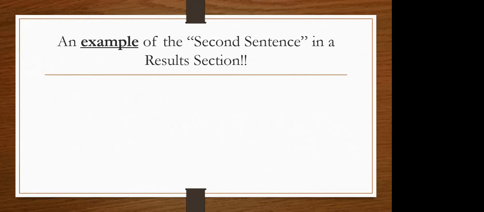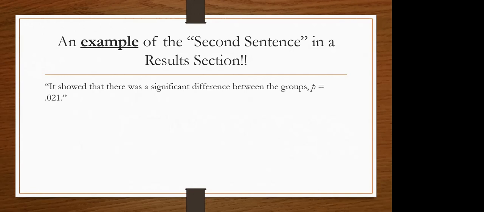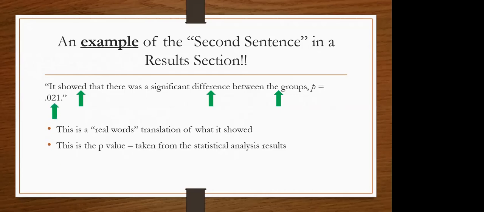Here's an example of the second sentence in a results section. Because we have already told you what we did, a t-test, it showed that there was a significant difference between the groups, and then it gives the p-value. Now look, here's how it works. Here's the real world translation of what it showed. You are setting the reader up: okay, it showed a significant difference, and here's the p-value from the statistical analysis. So those obviously should match. If you have a significant difference, this needs to be a p-value less than 0.05 or whatever.